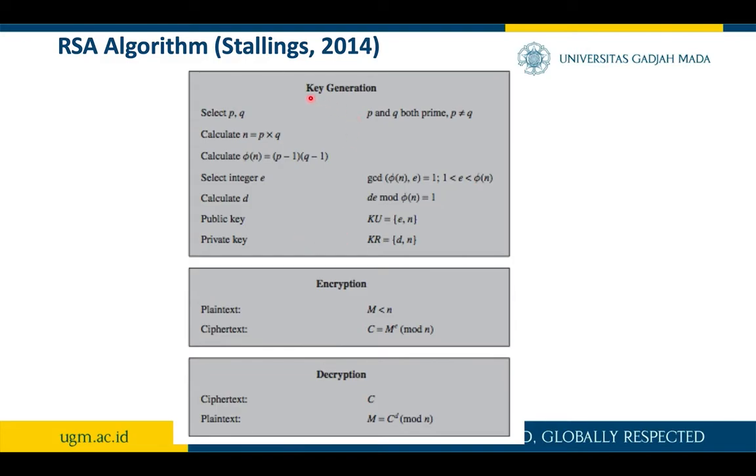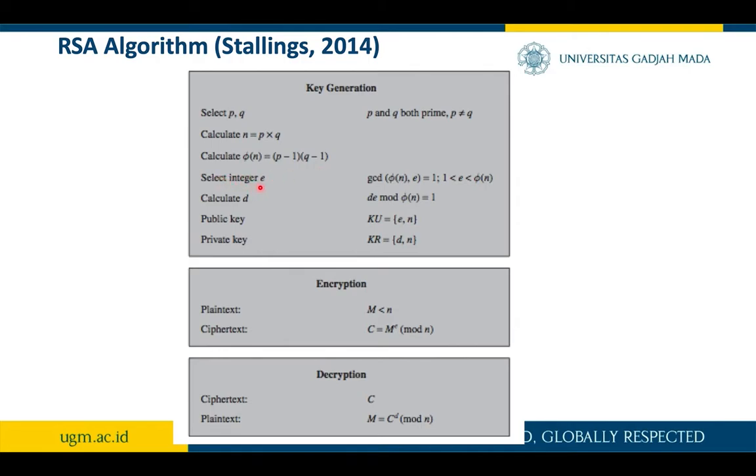So for the key generation here, we select P and Q. P and Q must both be prime, and P should not equal Q. Then we calculate N. N equals P times Q. Then we calculate Cn. Cn is the Euler totient function of N. Since both P and Q are primes, Cn can be calculated using P minus 1 and Q minus 1.